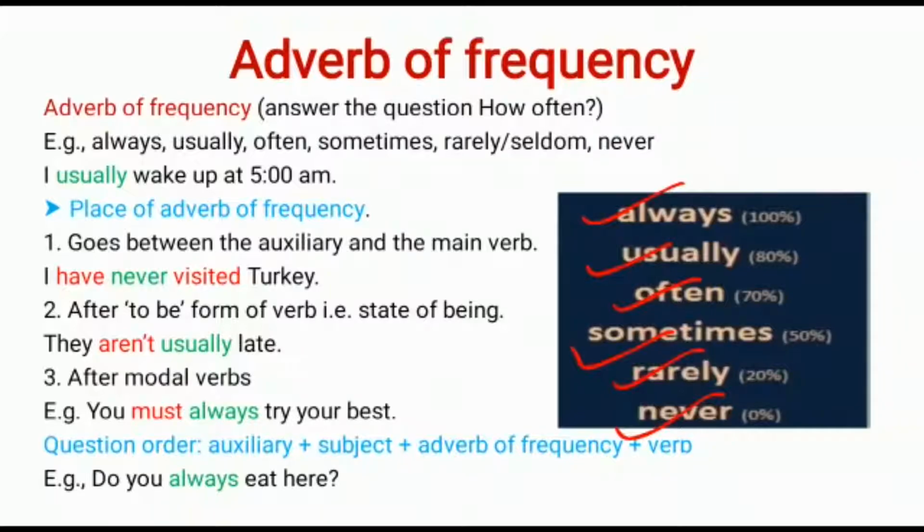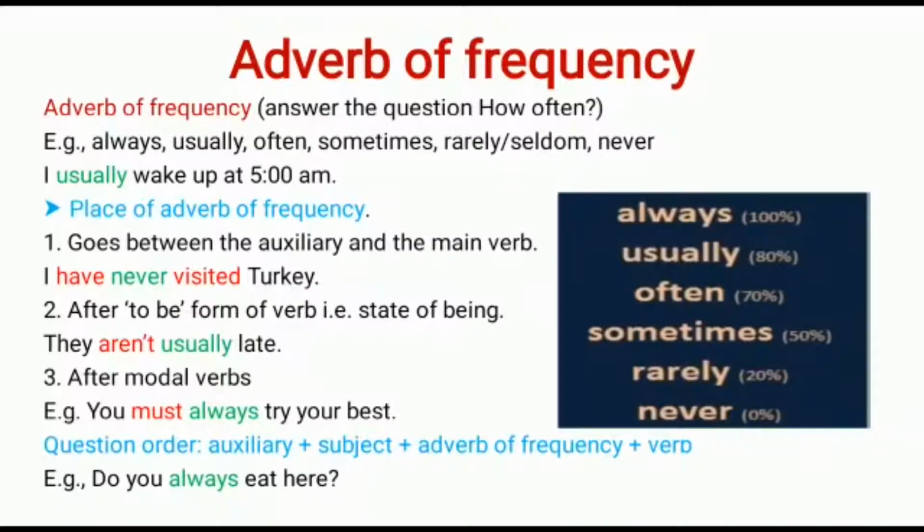For 100% frequency, we use the adverb always. For 80% frequency of the action, we use the word usually. For 70% frequency, we use the word often. Then for 50% frequency, we use the word sometimes. And we use the words rarely or seldom when the frequency of the action is only 20%. And when the frequency of the action is 0%, at that time we use the adverb never.